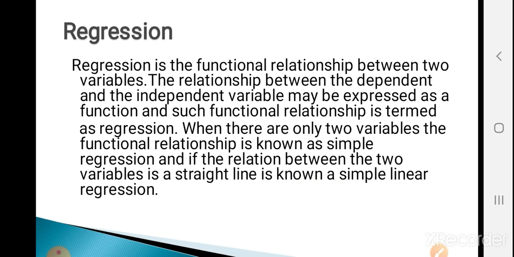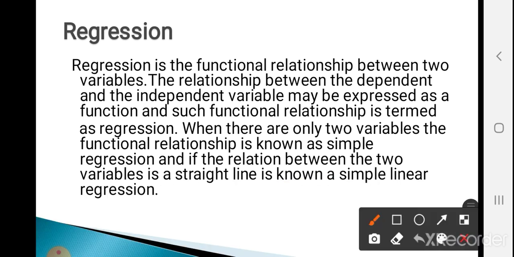Regression is the functional relationship between two variables, and correlation is the interrelationship between two variables. The relationship between the dependent and independent variable may be expressed as a function, and such a functional relationship is termed regression. When there are only two variables, the functional relationship is known as simple regression, and if the relation between the two variables is a straight line, it is known as simple linear regression.